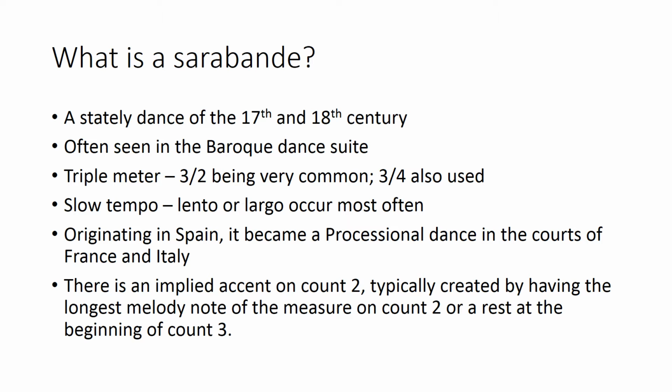Dance suites had many dances in them. 4 of them were standard and the others were optional. The sarabande was one of the standard dances. It's in triple meter, usually 3/2, but also 3/4 can be used, and it is the slowest of the dances from this period. Lento or largo are common.